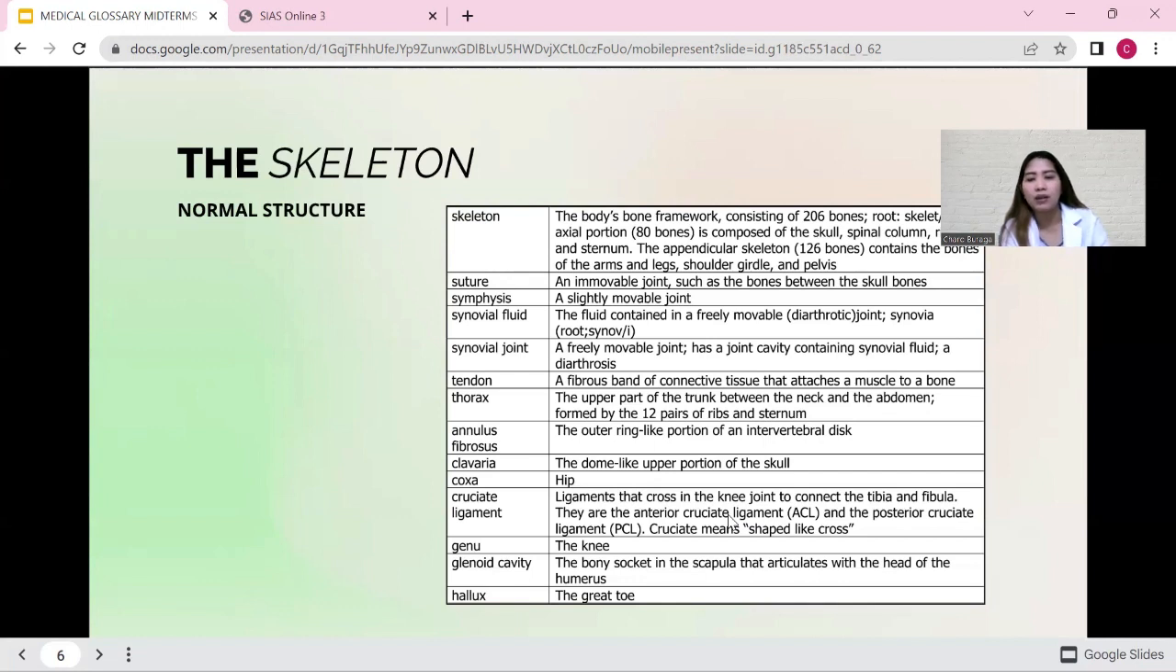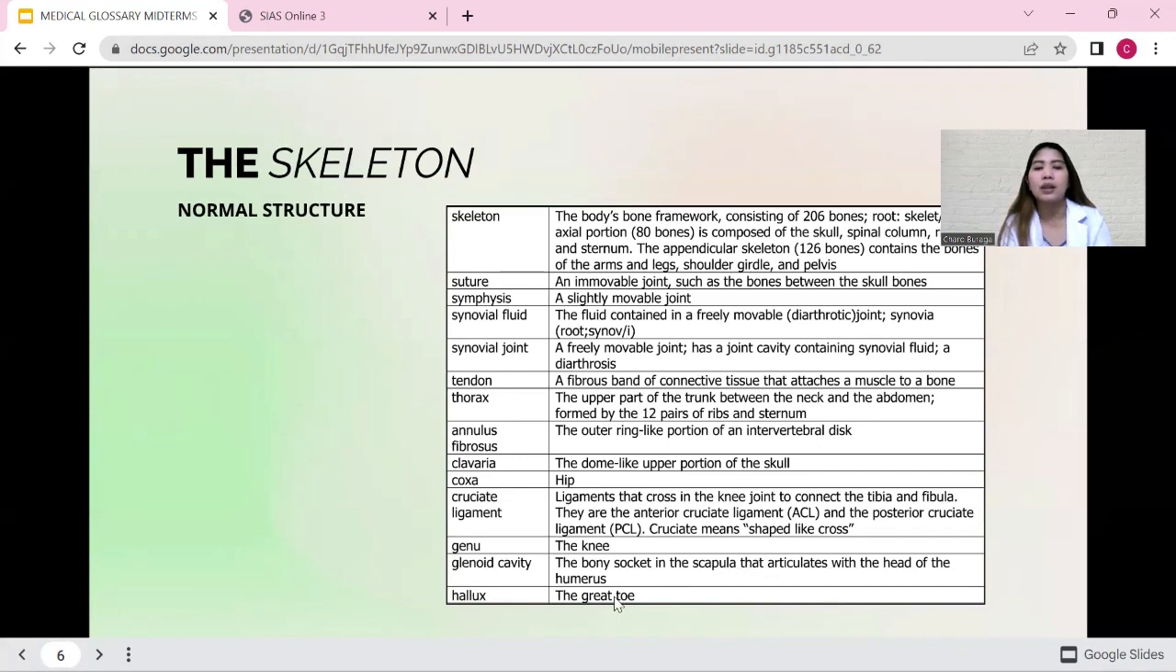So tibia and fibula, this is the bones in the lower extremities dito sa legs natin, yung nakakapaan yung buto diyan sa legs nyo, sa harap. Okay? They are the anterior cruciate ligament and the posterior cruciate ligament. The genu, when you say genu, it is the knee. Okay, tandaan, genu, knee. Glenoid cavity, the bony socket in the scapula that articulates with the head of the humerus.